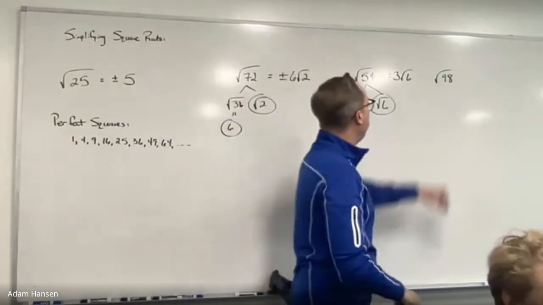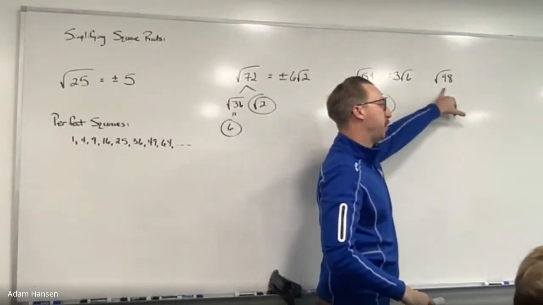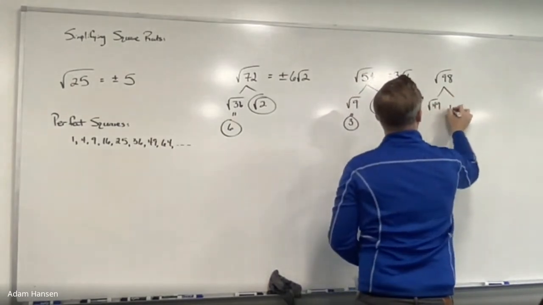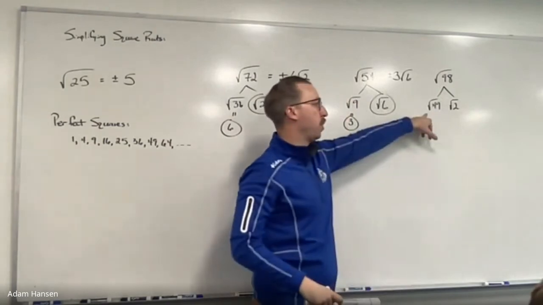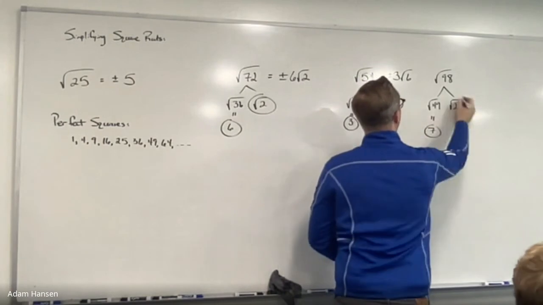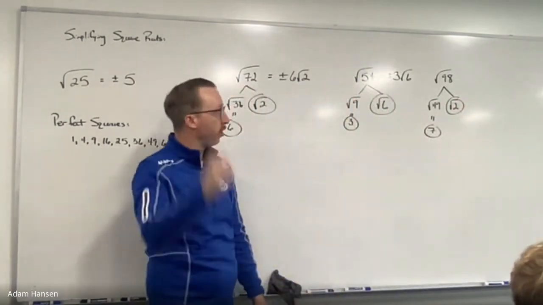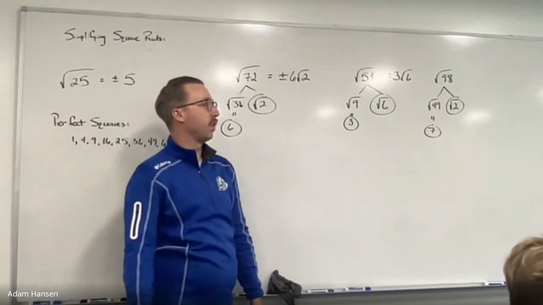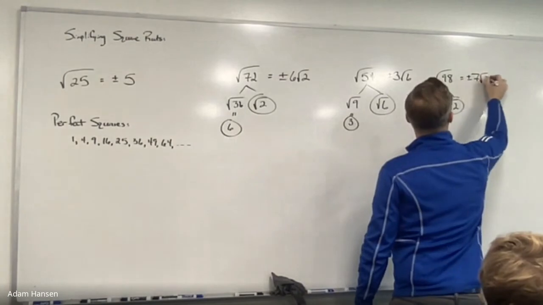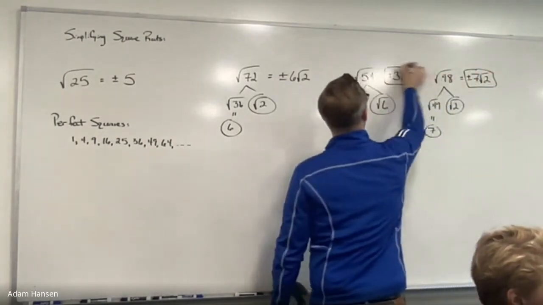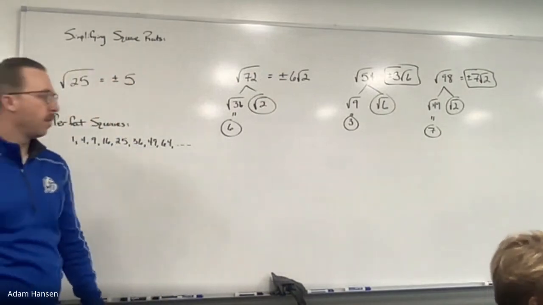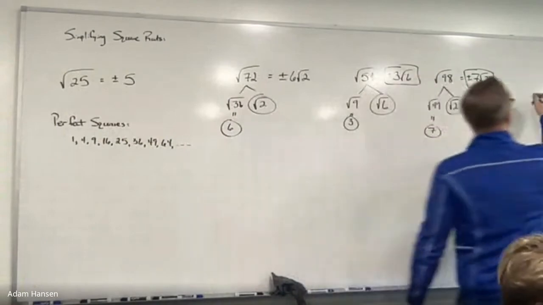How'd you try 98? Which factors did you pick for 98? 49 and 2. That looks good. I like 49 because what's the square root of 49? 7. And 2 is prime, so that's the other end of the branch on the right. I think we got it. Plus or minus 7 radical 2. Sounds fair.